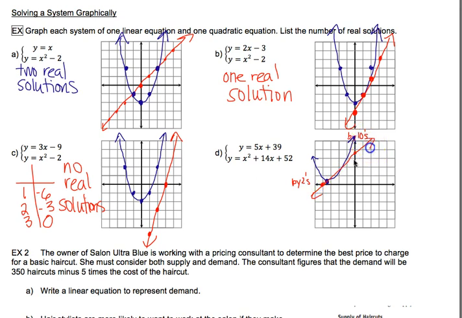And I can see the two intersections here, which means, whoa, getting crazy there, this has two real solutions. So I wanted to make sure we reviewed how to graph that on the calculator as well.